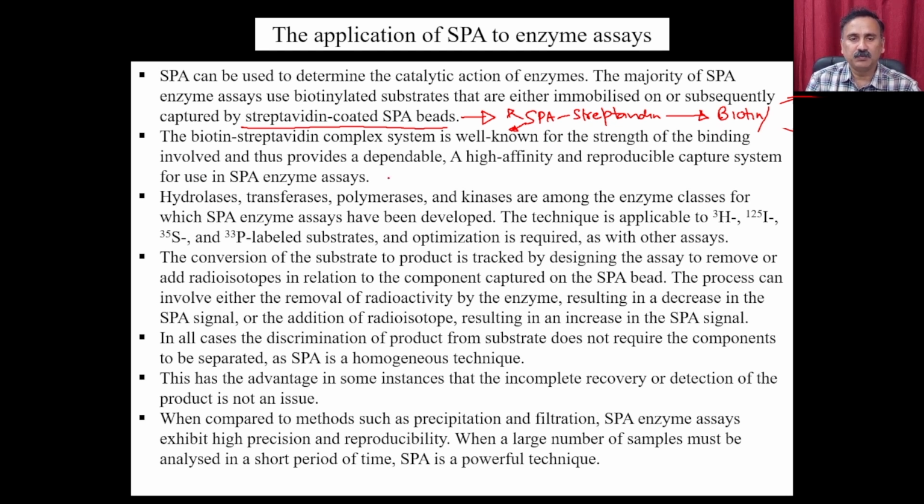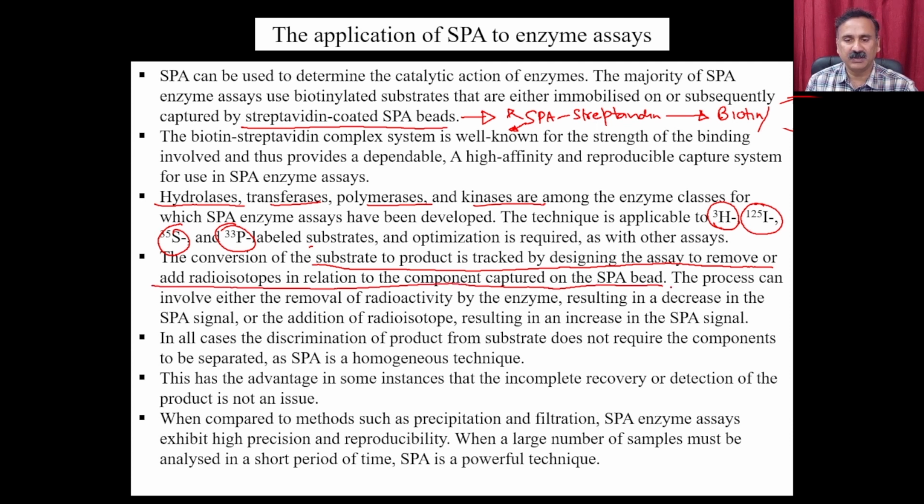You can use SPA based enzyme assays to measure the activity of hydrolases, transferases, polymerases, and kinases, and the technique is applicable to tritium labeled, iodine 125, sulfur 35, and phosphate 33 labeled substrates, and optimization is required as with other enzyme assays. The conversion of the substrate to the product is tackled by designing the assays to remove or add radioactivity in relation to the component captured on the SPA beads.